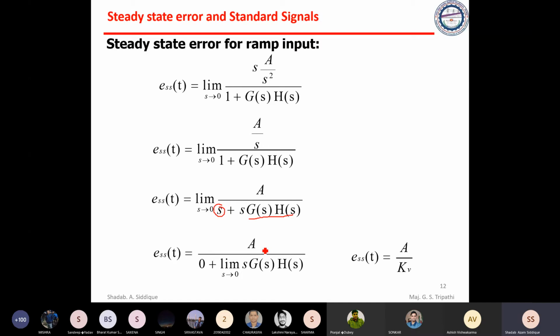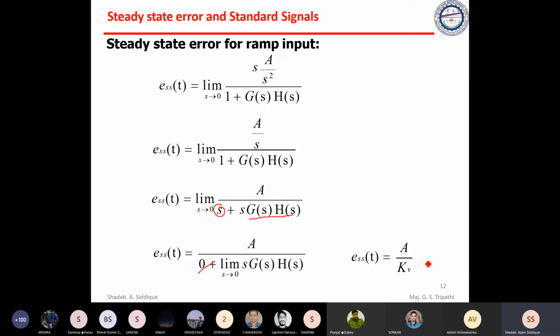So what will happen if we take limit s tending to 0? If we substitute, we get A divided by 0 plus limit s tending to 0 of s into G(s) H(s). So this can be written as A divided by KV. This 0 will vanish.